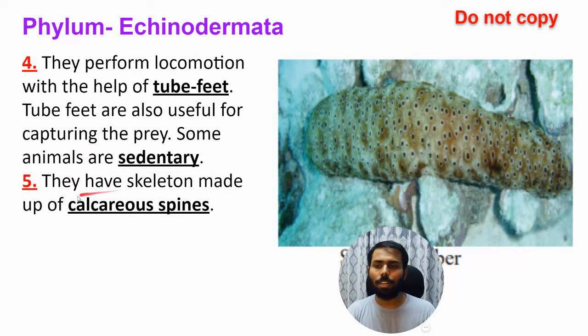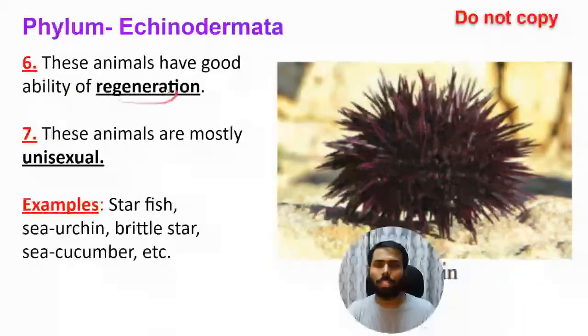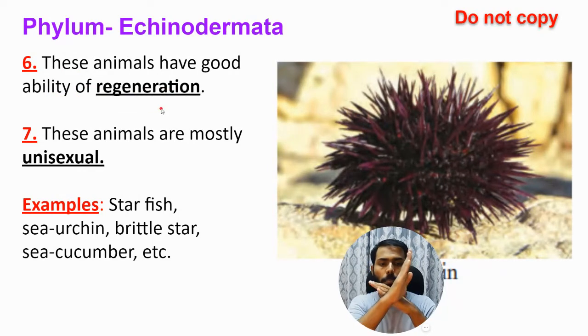Next, they have skeleton made of calcareous spines. Okay, this we have already seen in our first point कि उनके जो spines होंगे वो calcareous होंगे, calcium carbonate से बने होंगे. These animals have good ability of regeneration. Regeneration क्या है? अगर कोई body part कट हो गया, so it is going to again have some cell division and that body part is going to be reformed. Okay, वापस पैदा हो जाएगा वो जो कोई भी body part कट हो चुका है, reform हो जाएगा. Okay, it will be regenerated. So they have a very good ability of regeneration. कुछ भी body part कट हो गया वापस grow हो जाएगा.